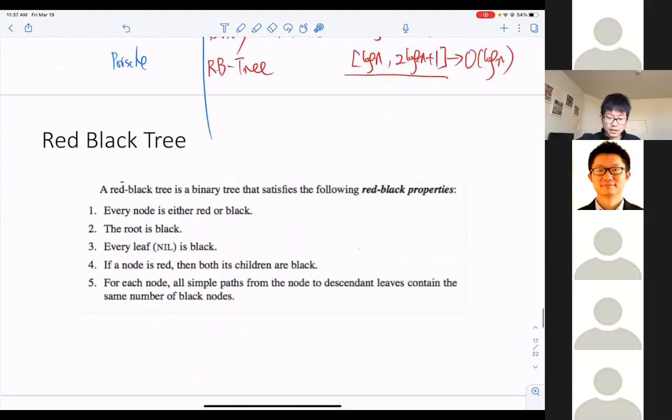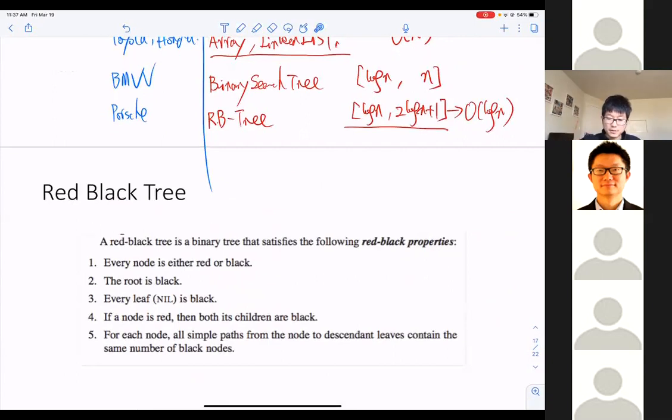So the RBTree is basically a binary search tree. It's basically a binary tree that satisfies the following properties. First, every node is either black or red. So that's why we give it the name red-black tree. And then its root must be black. And every leaf node, including the null node, is also black. If a node is red, then both of its children will be black. And then for each node, all the simple paths, meaning all the paths from the node to its descendant leaves, contain the same number of black nodes.